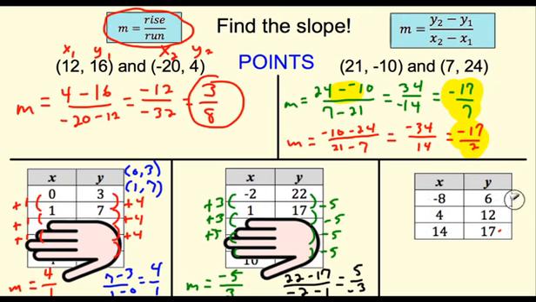So what do I have to do? I have to pick 2 of these points. You can pick any 2 points you want. I would use the bottom 2 myself. I would just say, hey, these are both positive, so I don't want to mess with these negative signs. So I'll pick these 2 points. They're all in the line.